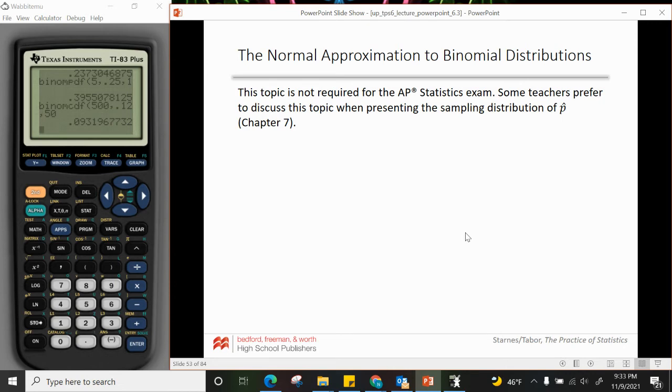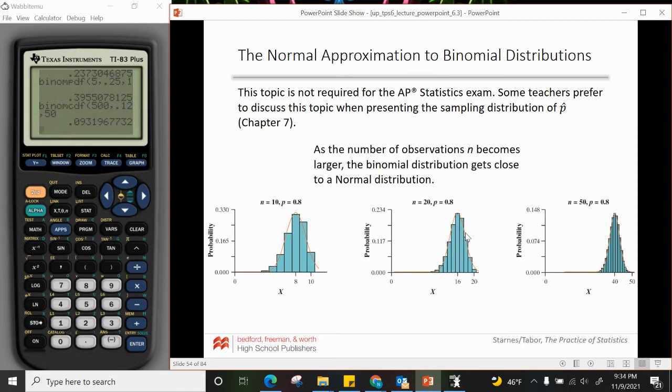We're just going to touch on this here a little bit, just so you're all aware. So don't forget about that topic. As the number of observations N becomes larger and larger, the binomial distribution actually gets closer and closer to the normal distribution. You can see the histogram here is the binomial situation, and the orange line is the normal curve. As my probability stays the same, however, the number of trials goes up from 10 to 20 to 50, and it becomes closer and closer to the normal distribution.